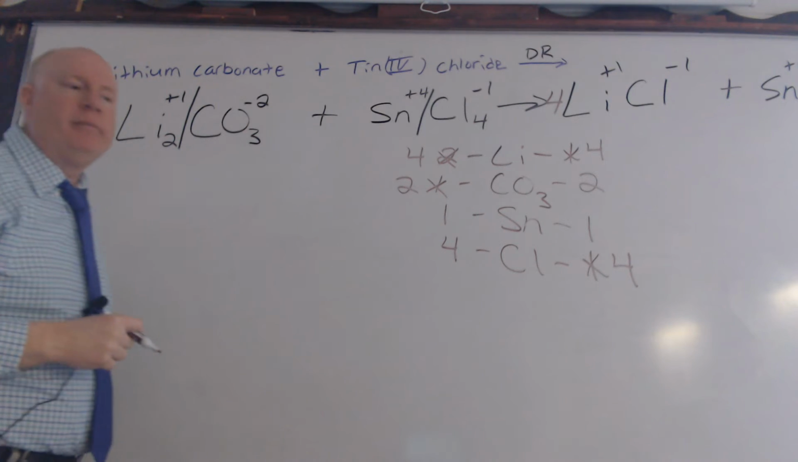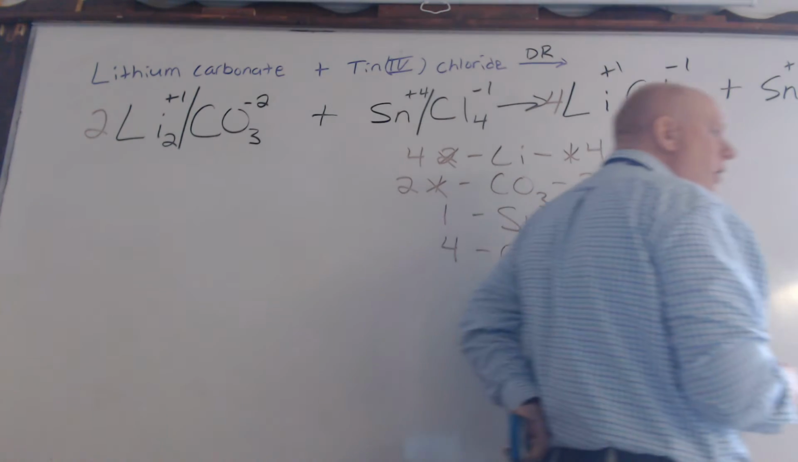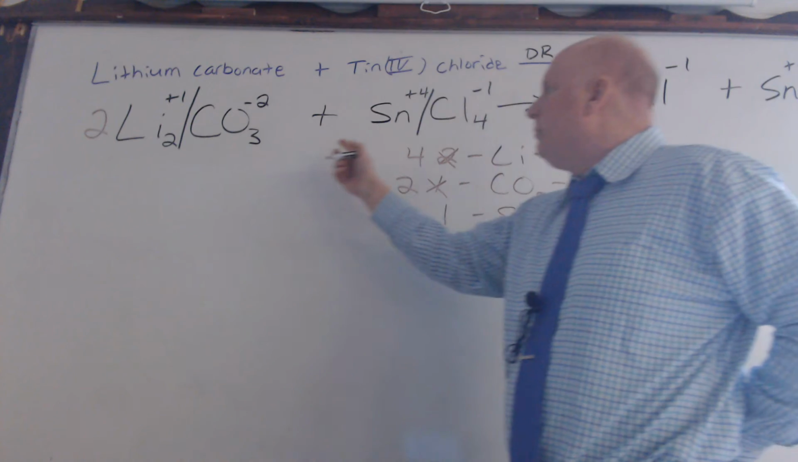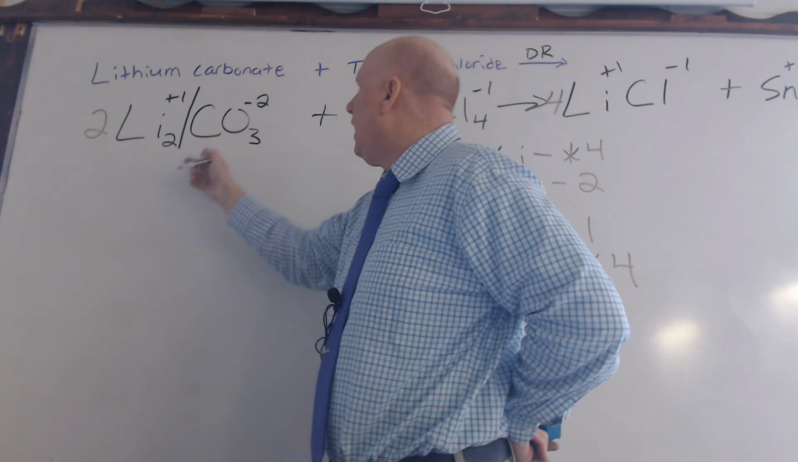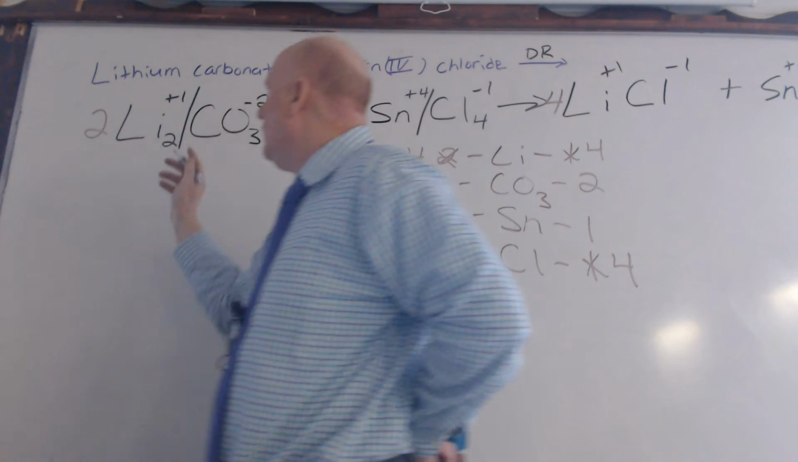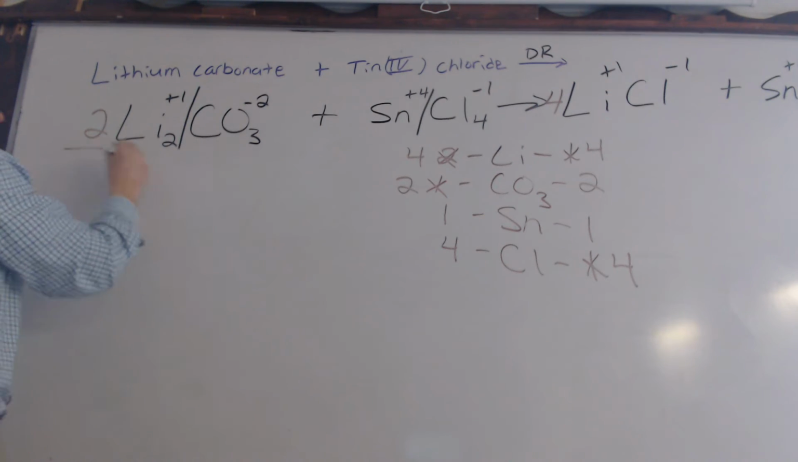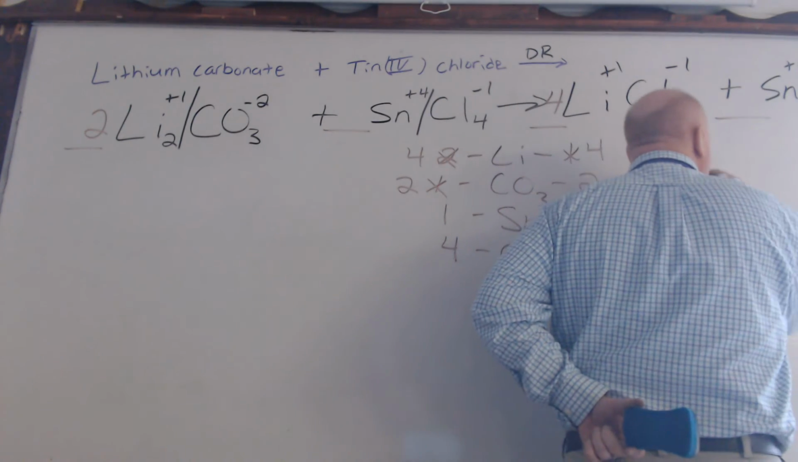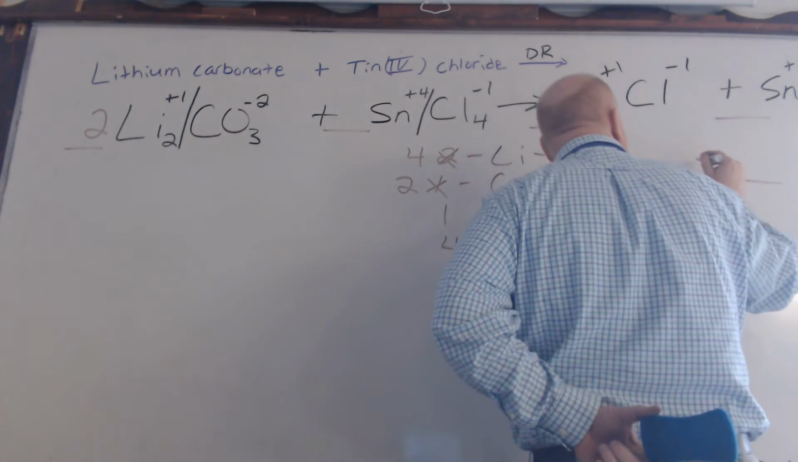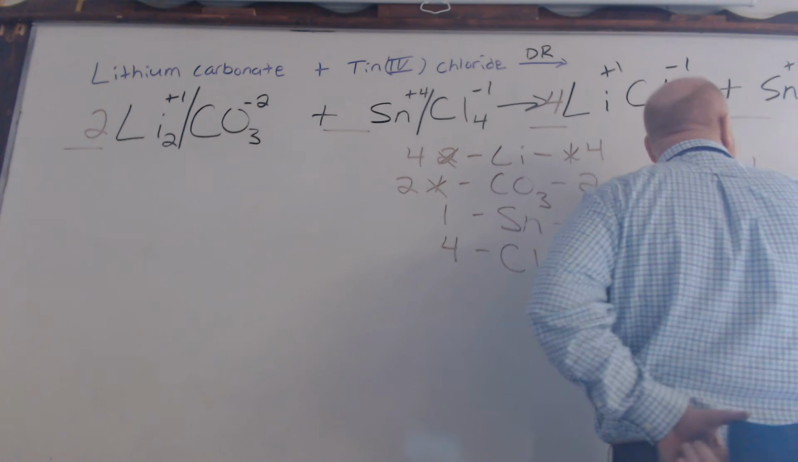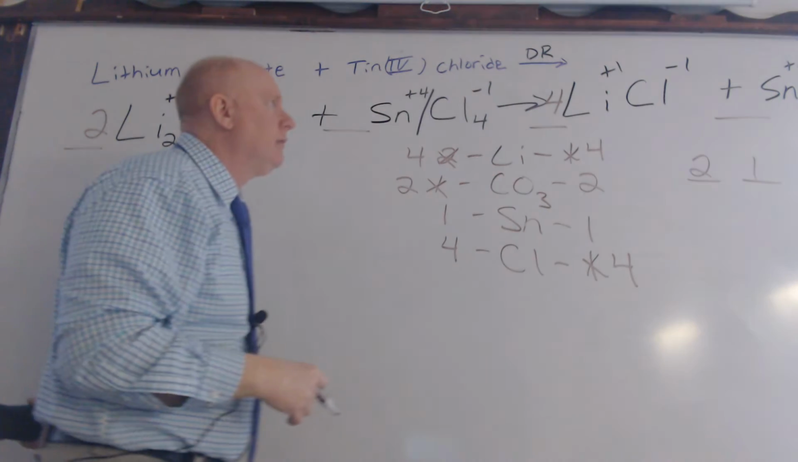Everything's balanced now. So we can now call this a balanced chemical reaction because we used these subscripts to balance out the compound, along with these superscripts or charges. Then what are these numbers called? These are your coefficients. We got what? 2, 1, 4, and 1. Those are your coefficients.